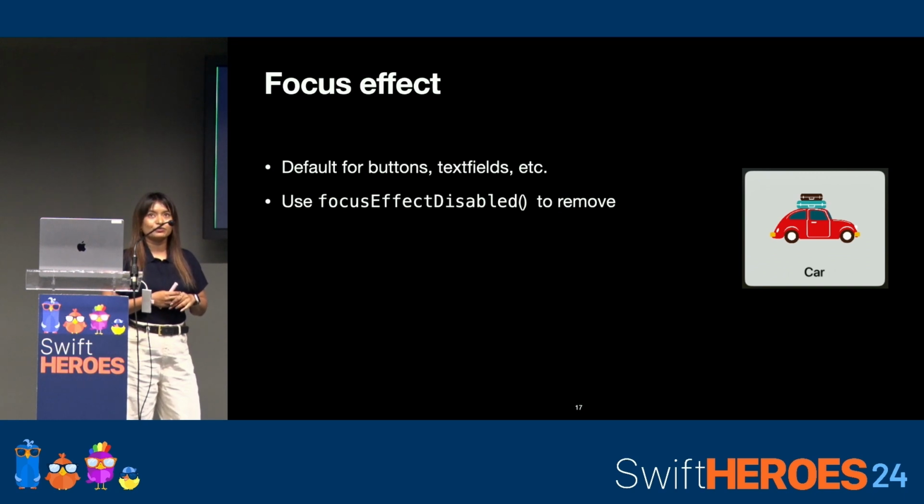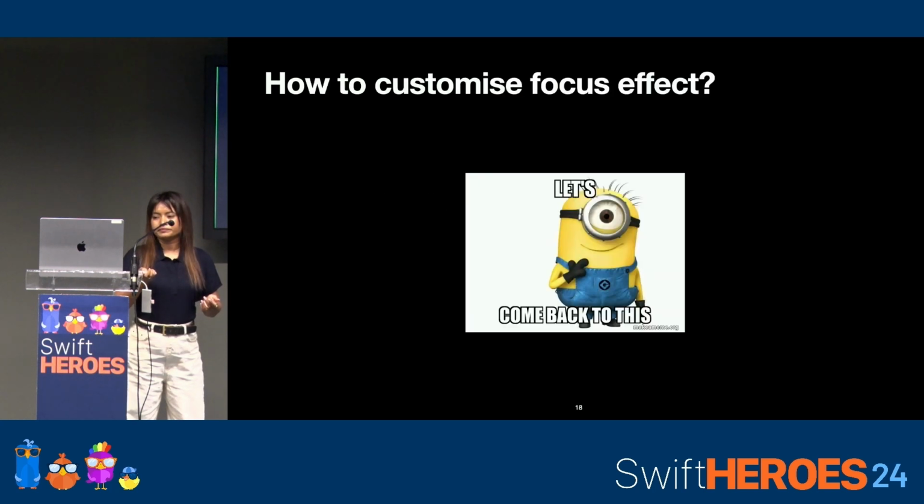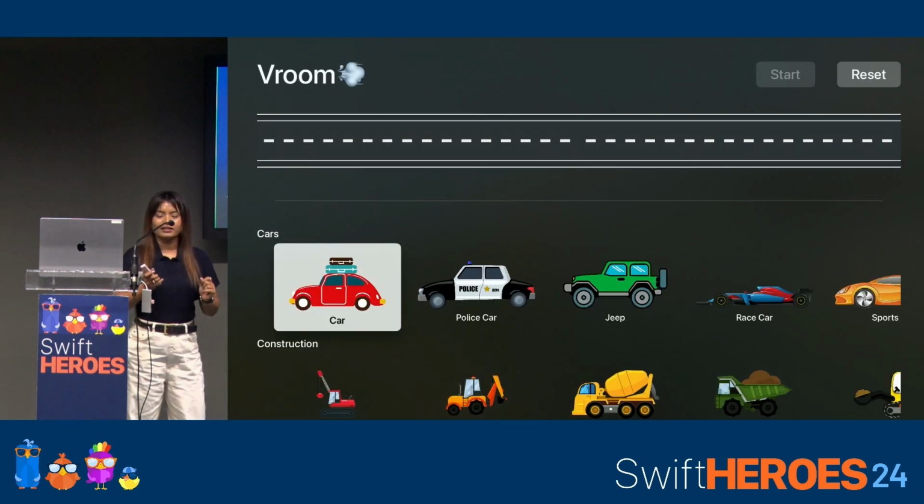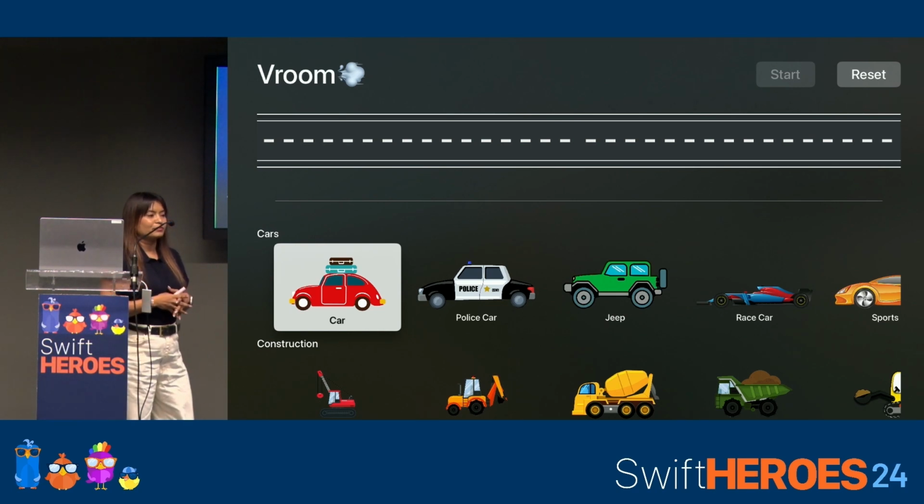Another thing is if you want to customize the effect, that's not very straightforward. To do that, you're going to have to disable the default effect. For example, if I wanted a blue or black background instead of white when this particular car is in focus, you would have to do that. And to customize focus effects, you're going to have to learn a little bit more APIs. So let's come back to that in some time, and let's instead look at a sample application.